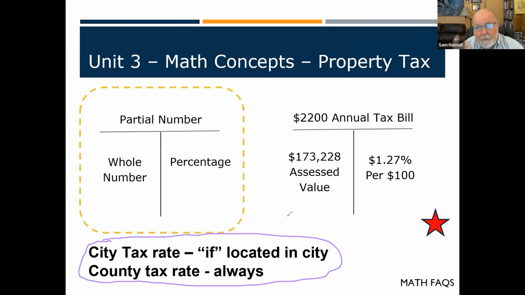But be very, very careful about reading the questions, all right? Because it'll tell you. So if you're in the county, you only have to pay county rates. If you're in the city, you got to pay both city and county. Okay, you have to pay both.